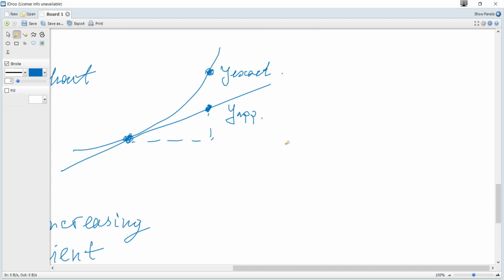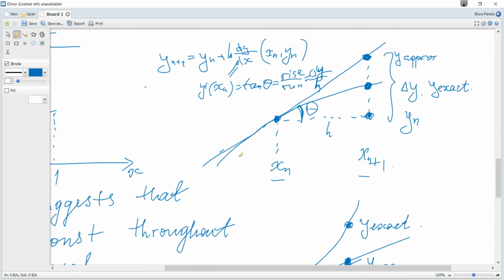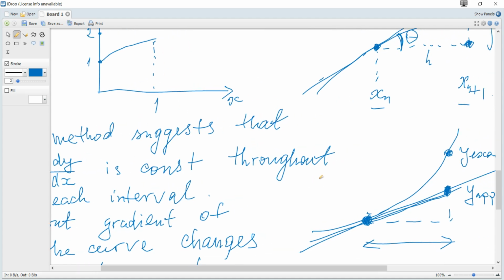The gradient of this curve is increasing continuously, but the method suggests that the gradient is constant within each interval, and that's why the calculated value is less than the actual value. And if the curve is increasing but concave down, the gradient of the curve decreases continuously, but the method suggests the gradient is constant throughout each interval, hence the calculated value is greater than the actual value, so we will get an overestimated value. And that's all for this question.